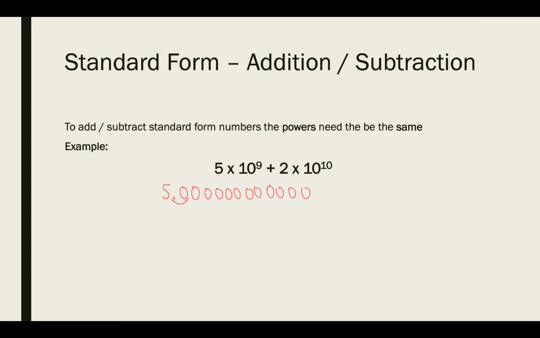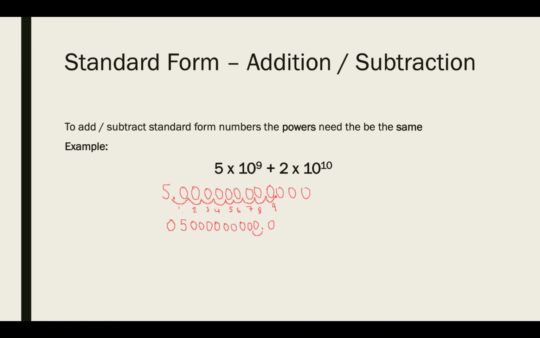So 1, 2, 3, 4, 5, 6, 7, 8, 9. So the dot would go here. So if we write that number out again, 5, so here, now this is our number. So to get to the power of 10, we have to go back 10 now instead of 9. So I already know that it's going to go back one further, so I'm going to put a 0 here just so we can. So we're going to go back 10 now.